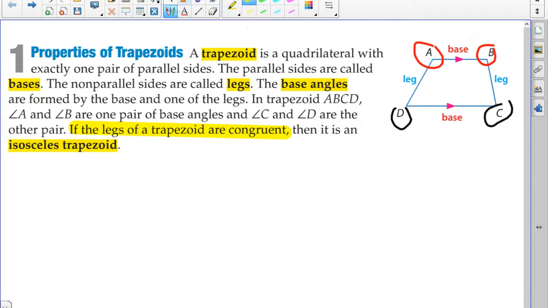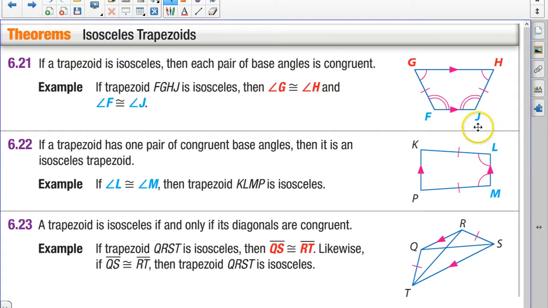Now, as far as our theorems are concerned, in this first part, all of them have to do with an isosceles trapezoid. For us, the trapezoid itself has no independent theorems. So there are three theorems for the isosceles trapezoid. The first is if the trapezoid is isosceles, the base angle pairs are congruent. So that's our first one. So G and H are congruent, F and J are congruent.